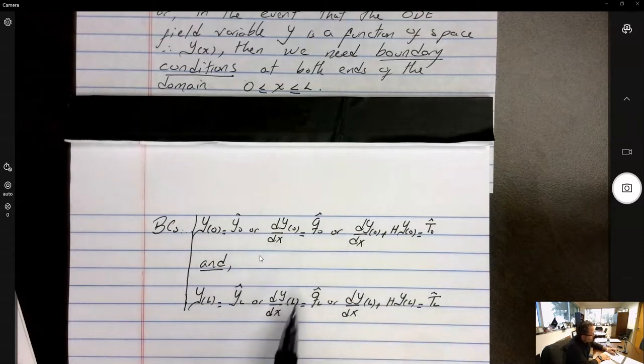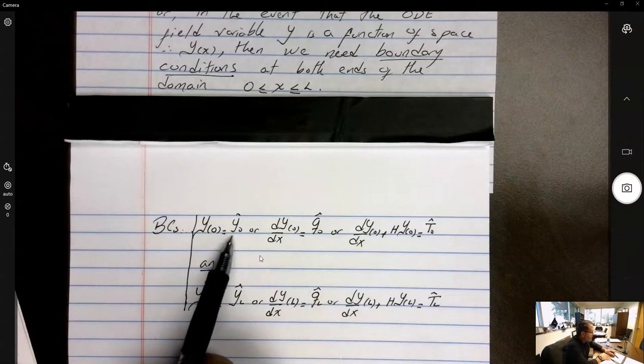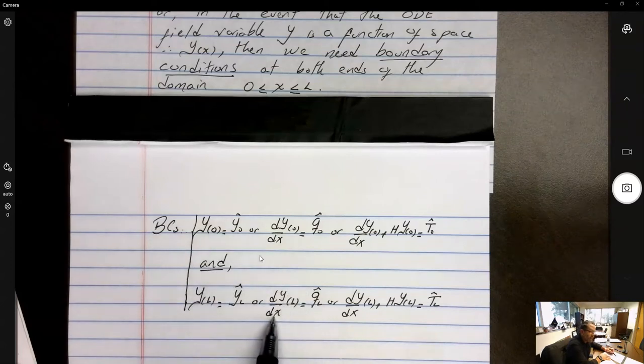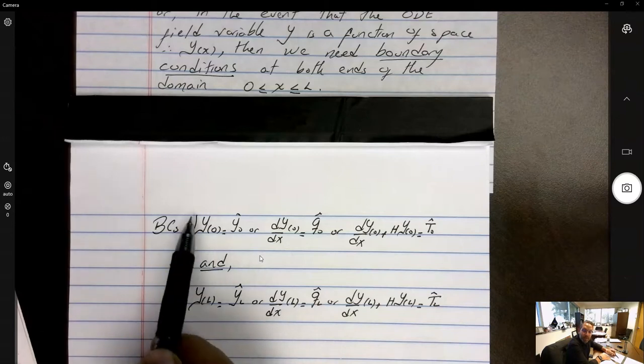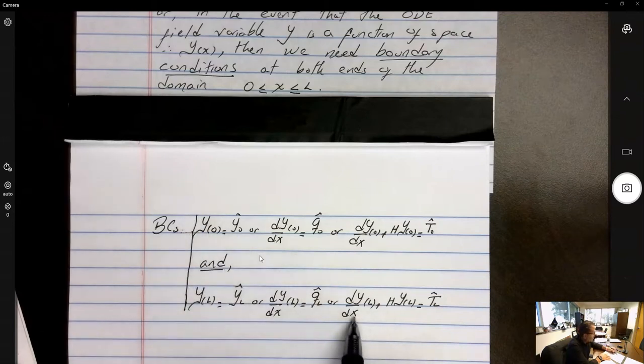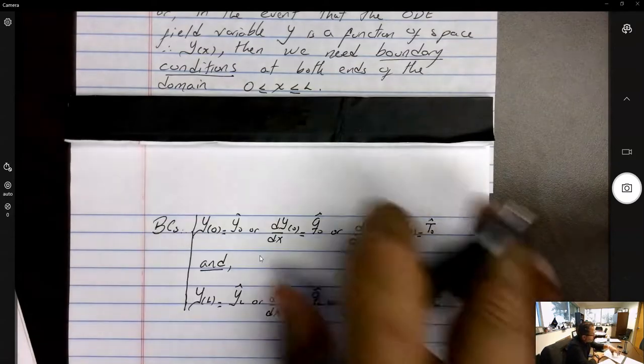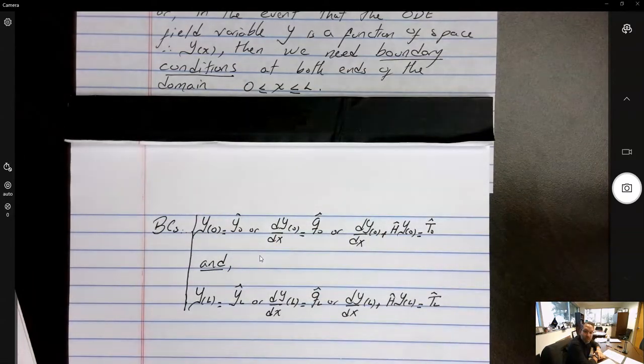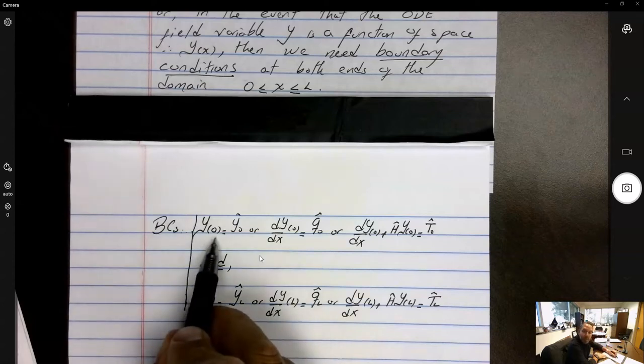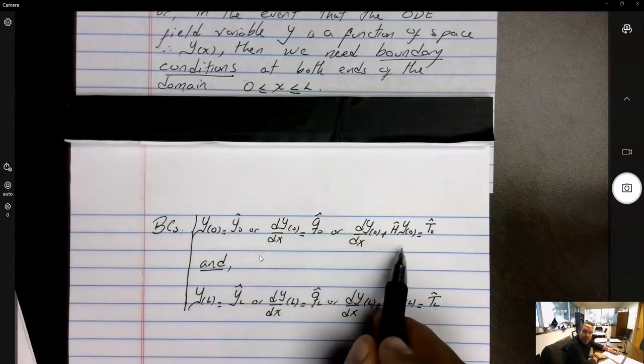So these are 9 possible combinations of conditions. We can have the value of the field variable at 0 and the value of the field variable at L. We can have the value of the field variable at x equals 0 and the derivative of the field variable at x equal L. We can have the value of the field variable at x equals 0 and a combination of the derivative and the field variable at x equal L, and by the way, this h is also given, whatever that is. So as you can see, we can have 9 possible combinations of boundary conditions. These are called first kind boundary conditions, second kind boundary conditions, and third kind boundary conditions.